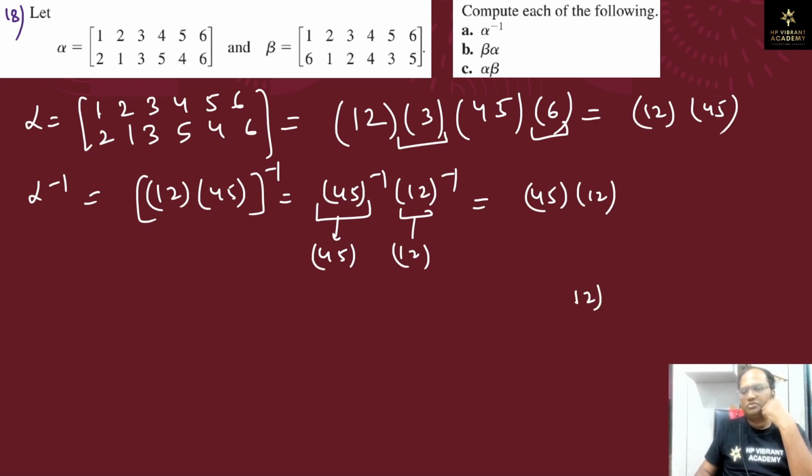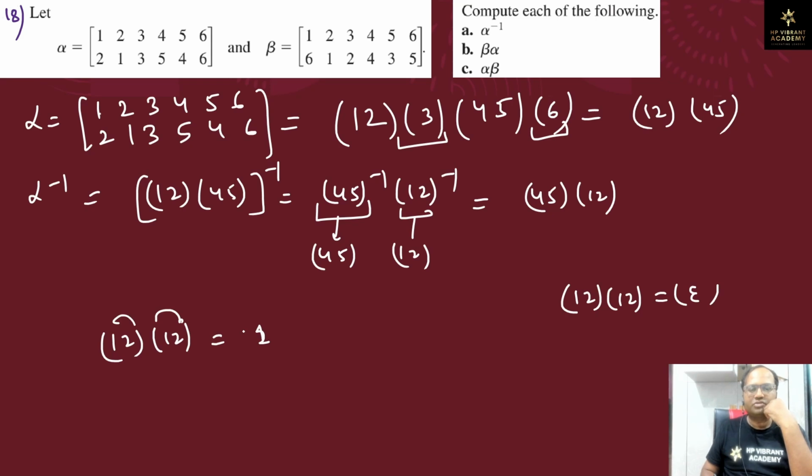Okay, because (1 2) times (1 2) is nothing but the identity. Let us multiply this. So (1 2) times (1 2) is equal to, look, 1 goes to 2, 2 goes to 1. So this is closed. Now we have 2 goes to 1 and 1 goes to 2. So this is closed. This is the identity. So what will be the inverse of (1 2)? (1 2). It is self inverse. Similarly, the inverse of (4 5) is (4 5).